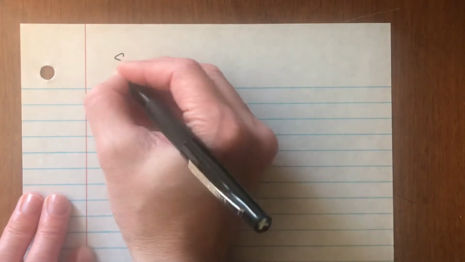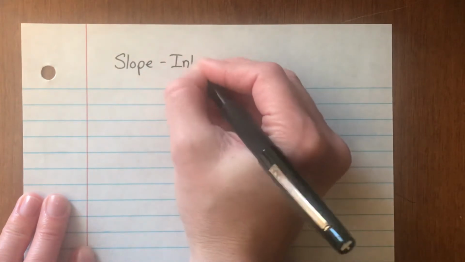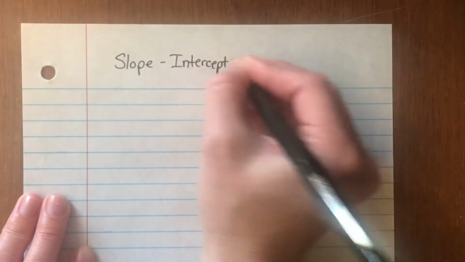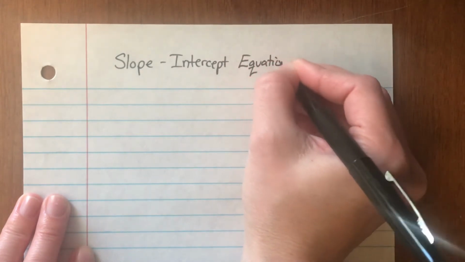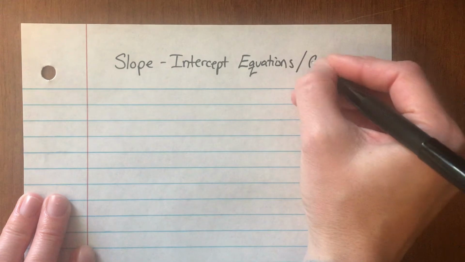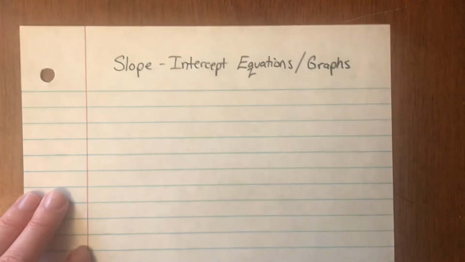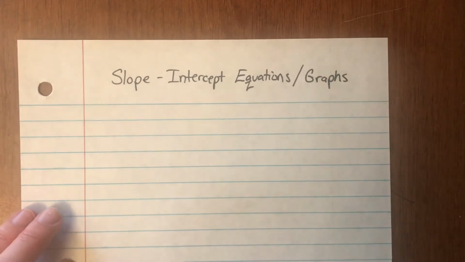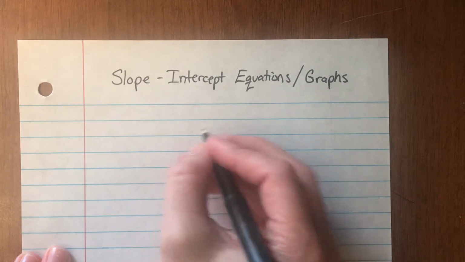So the title of this page is going to be Slope-Intercept Equations and their graphs, and I'm just going to put slash graphs. Slope-intercept equations and graphs. And so let's think about first what the general form of this is going to look like.